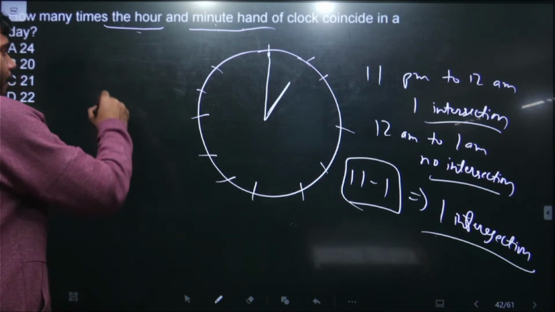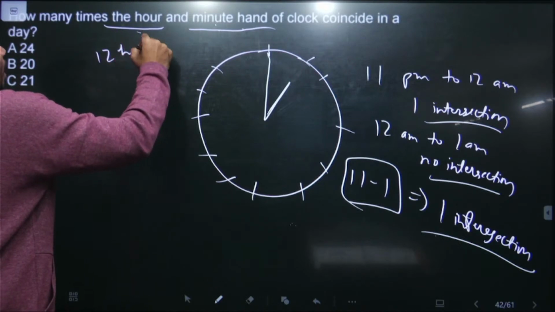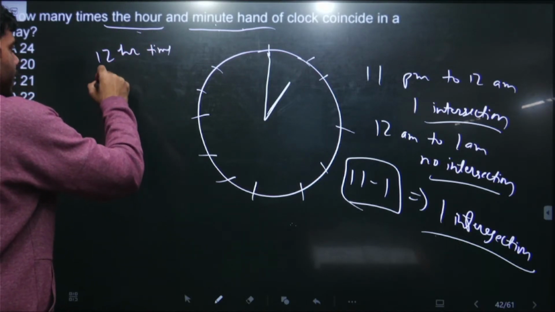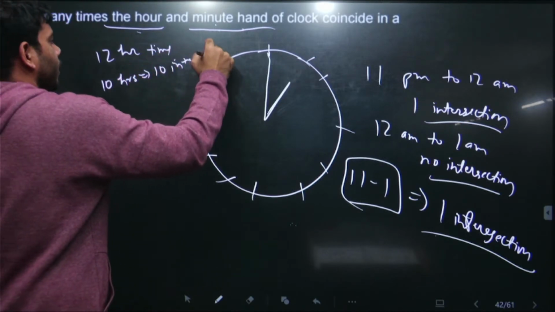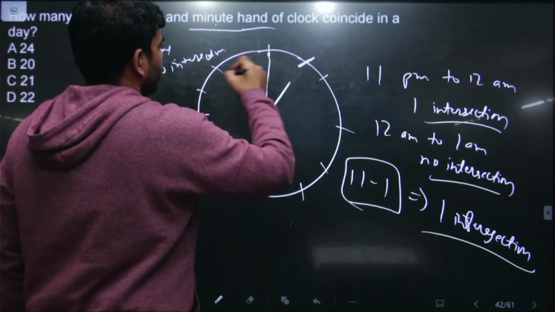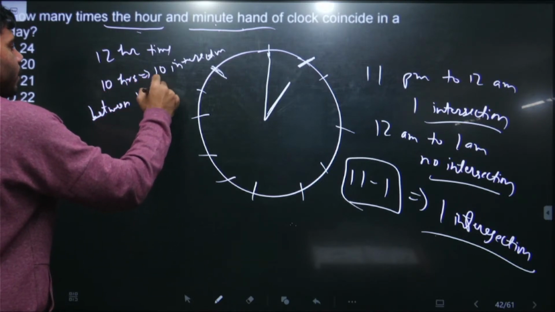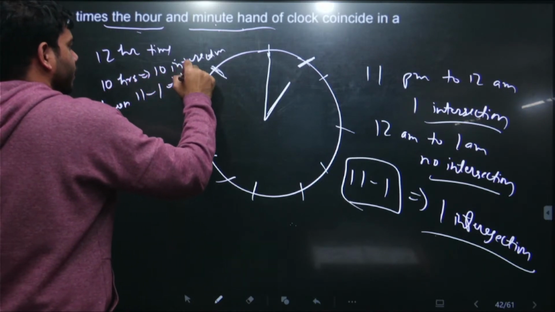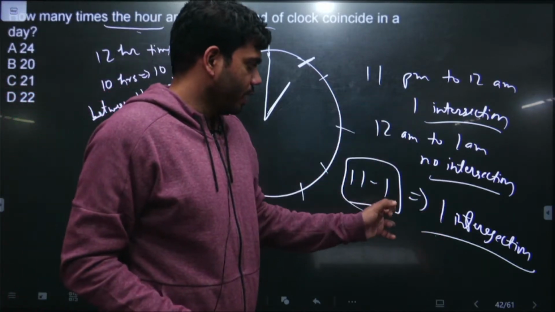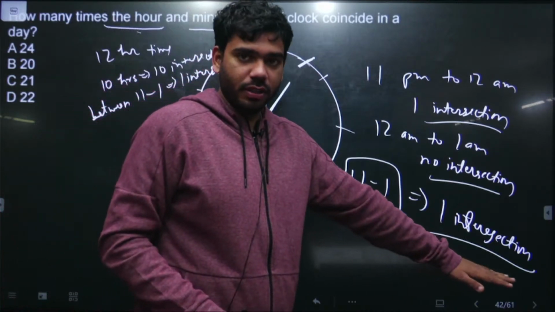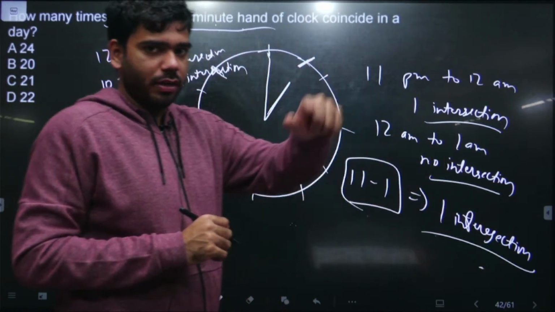So it means in 10 hours there will be 10 intersections. From 1 से लेके 11 तक there will be 10 intersections, and between 11 to 1 there will be 1 intersection. एक कम हो गया यहाँ पे. 11 to 1 is 2 hours, so in 2 hours there should be 2 intersections, but यहाँ पर एक ही हो रहा है due to this symmetry. So one intersection कम हो गया in this 12 hour duration.